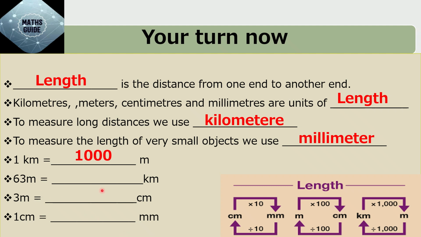63 meters is equal to dash kilometer. This time we have to divide by 1000, and the answer is 0.063 kilometers. 3 meters is equal to dash centimeter. 1 meter is equal to 100 centimeter. Multiplying 3 by 100, we get 300 centimeters. 1 centimeter is equal to 10 millimeters.